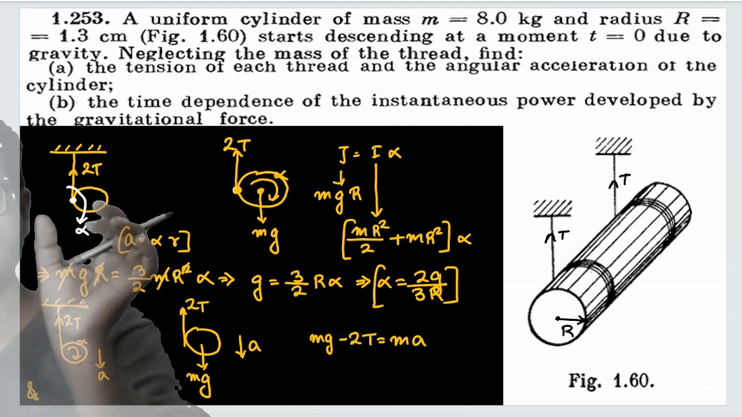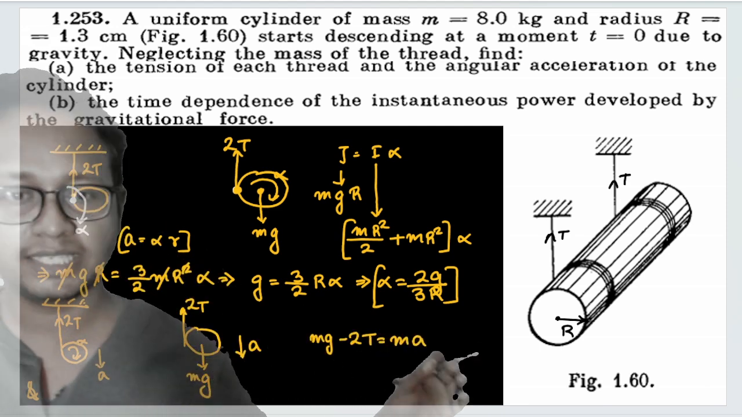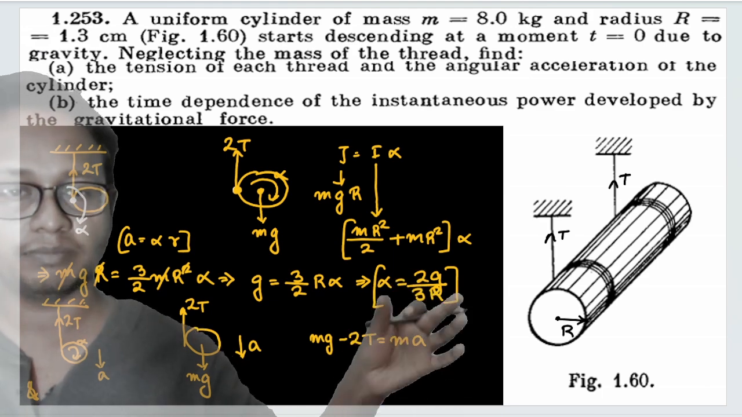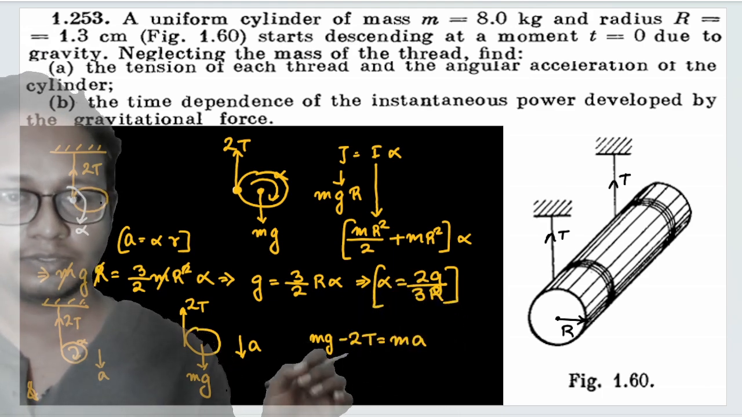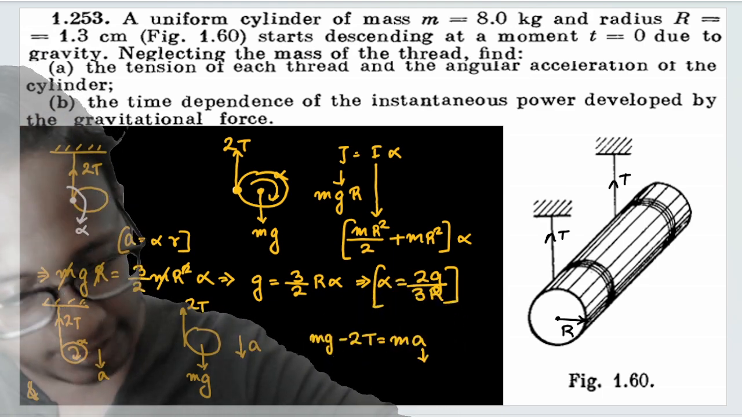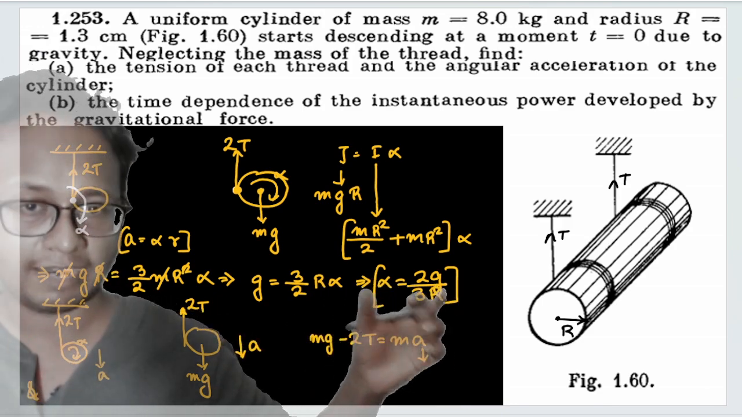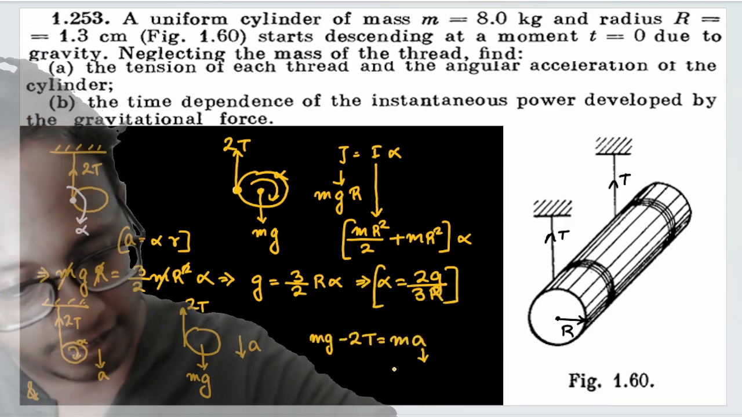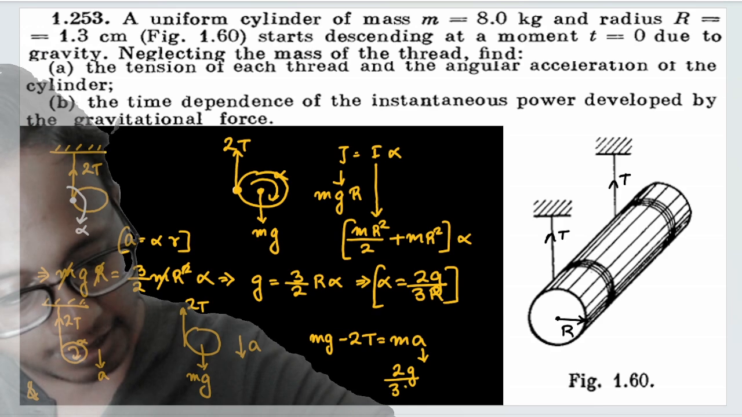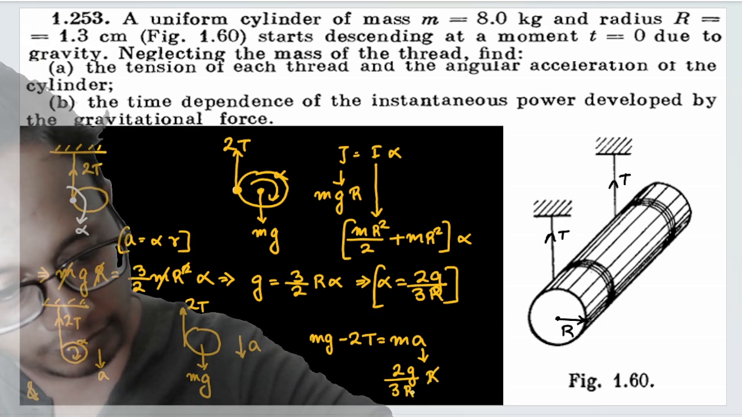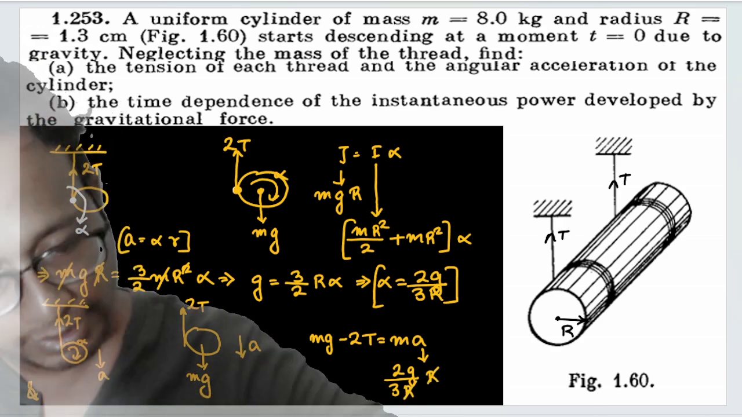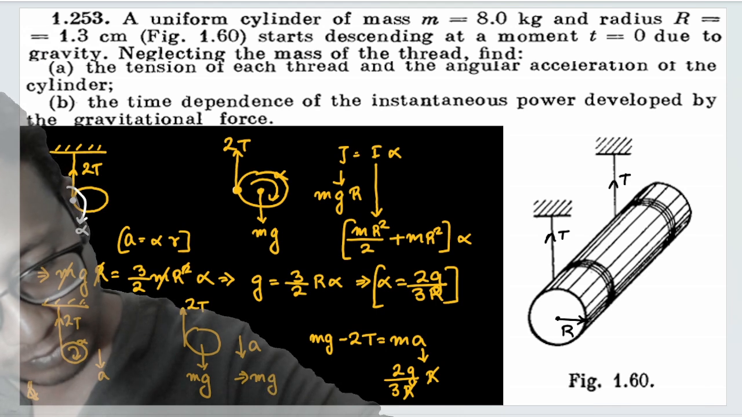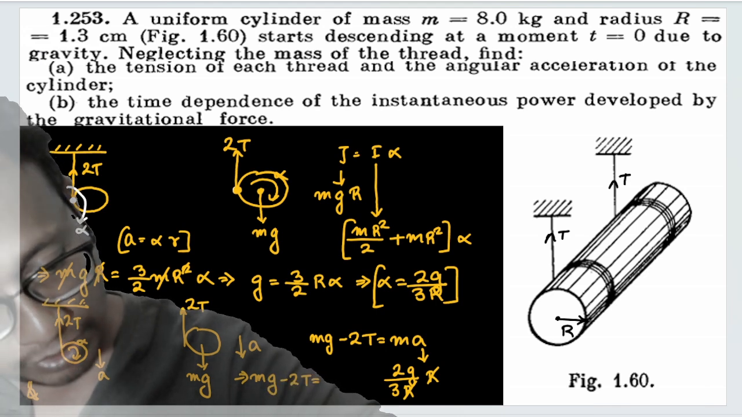Understood this point? So if A is equal to alpha r, I can easily write the value of A out here, because I already got the value of alpha. So A is equal to alpha into r. What is the value of alpha? 2g by 3r into r, or A is equal to 2g by 3. So mg minus 2T is equal to m into, what is the value of acceleration? 2g by 3.